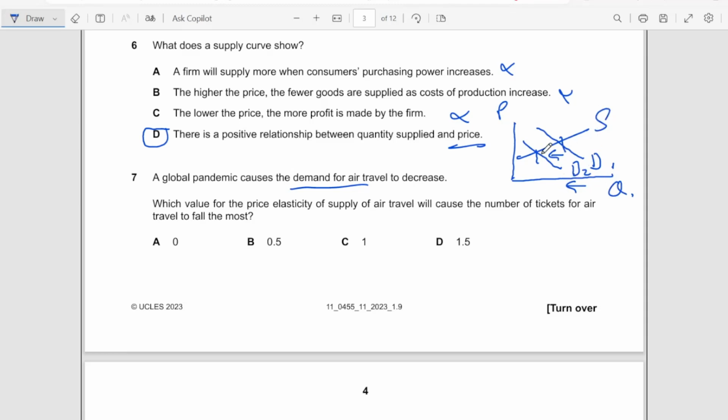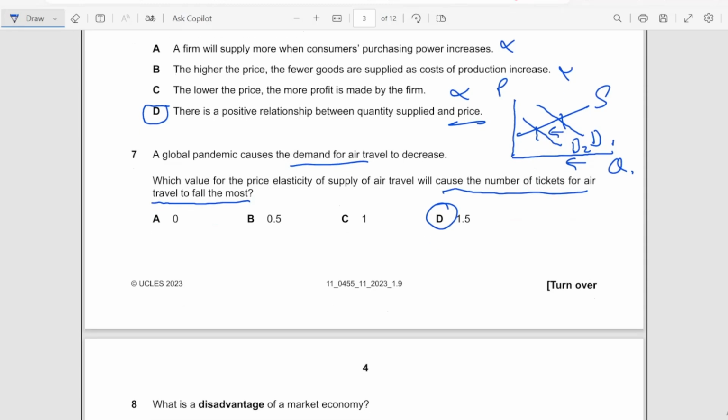So if the supply curve was more elastic, which means if it was more flat, then this will cause the number of tickets of air travel to fall the most. So it has to be more elastic. The most elastic option that you have is 1.5. So that's why I go with 1.5.